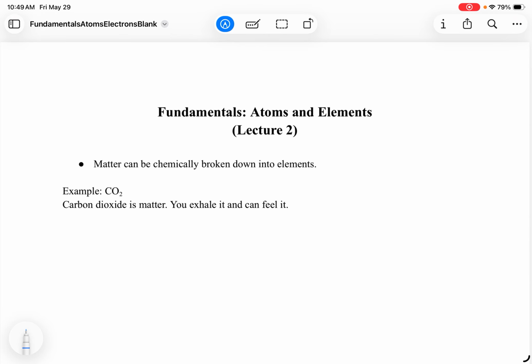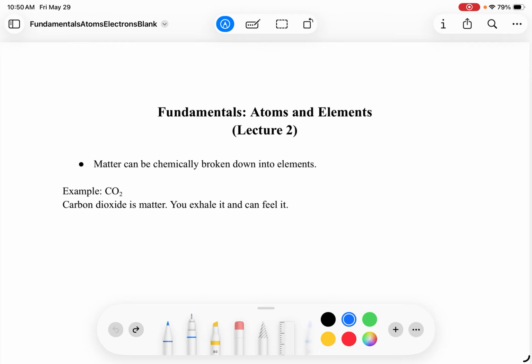So let's get started. Matter can be broken down into elements. So elements are fundamental units of matter. So let's go ahead and look at an example. This is CO2, carbon dioxide, is matter, so you can exhale it and you can also feel it. So let's draw the structure for CO2.